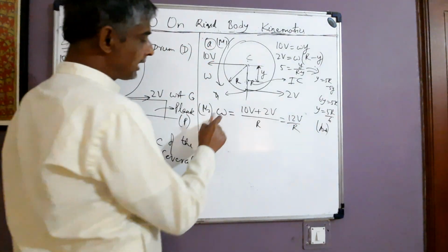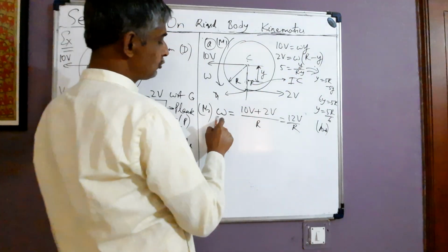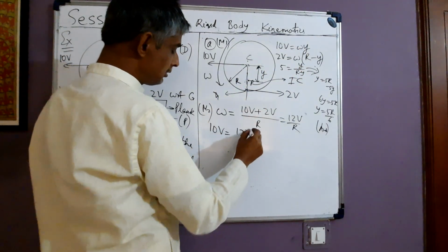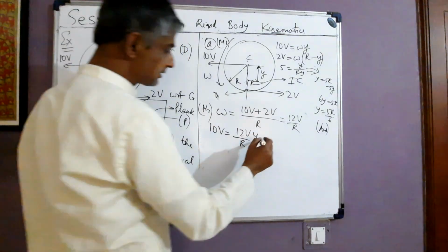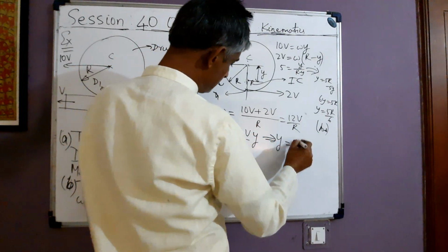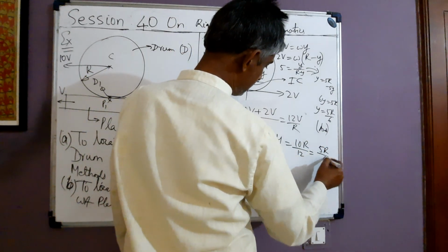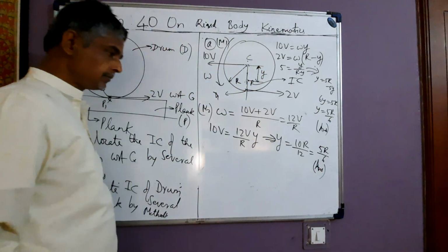Now I substitute this value of omega in any one of these two equations. Suppose I substitute omega in this one. What do we get? 10v equals 12v by r into y. v cancels out. y becomes 10r by 12. It becomes 5r by 6. Same answer we have obtained by method 2 also.